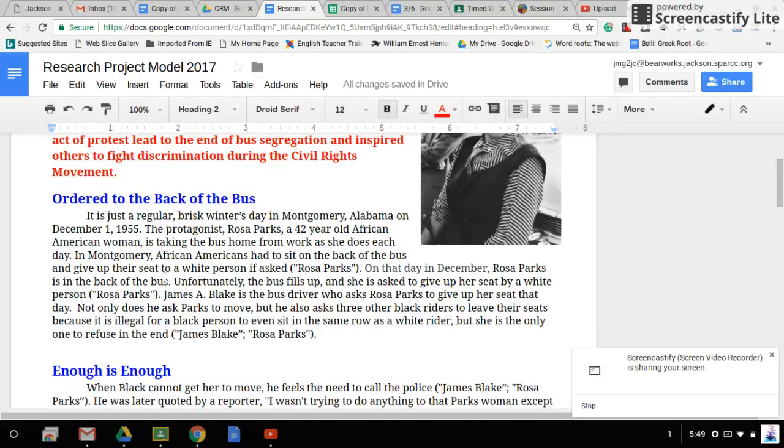Not only does he ask Parks to move, but he also asks 3 other black riders to leave their seats because it is illegal for a black person to even sit in the same row as a white rider. But she's the only one to refuse in the end.